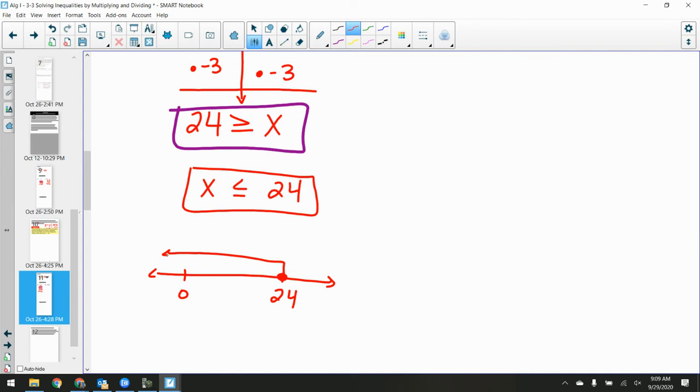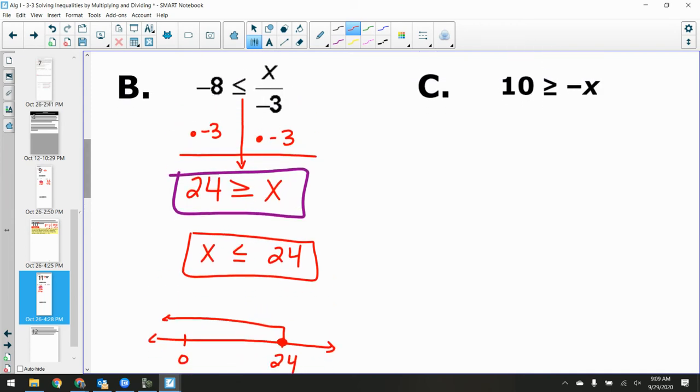Let's test 0. Let's plug 0 back in. 0 divided by -3 is 0, right? 0 divided by any number is 0. -8 is less than 0. Is that a true statement? Yes. -8 is less than 0. I know that I got this problem right.